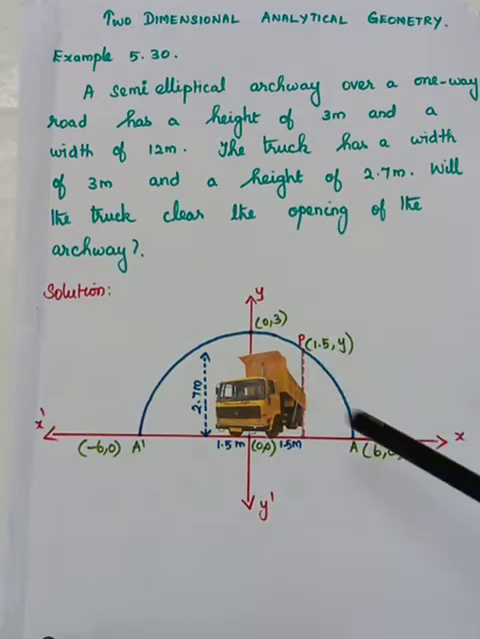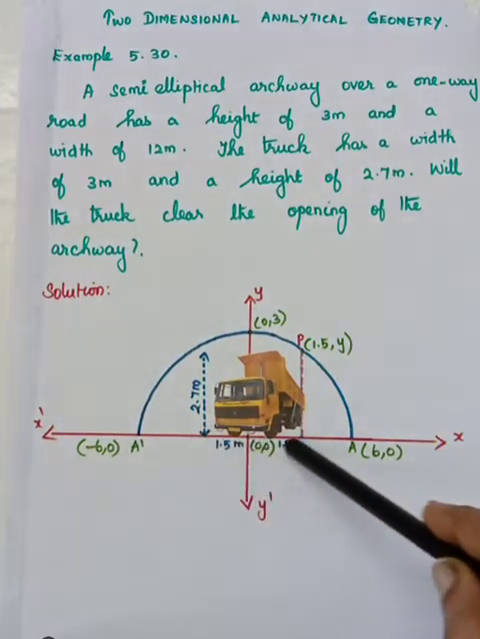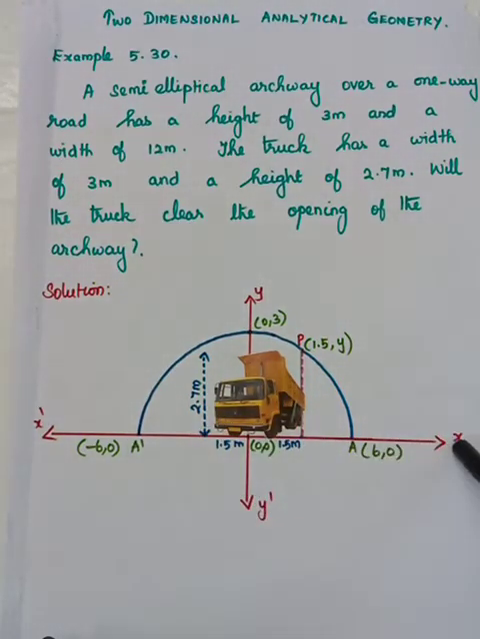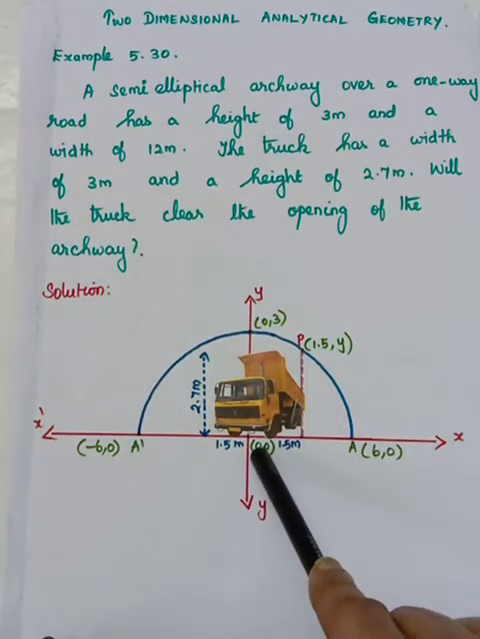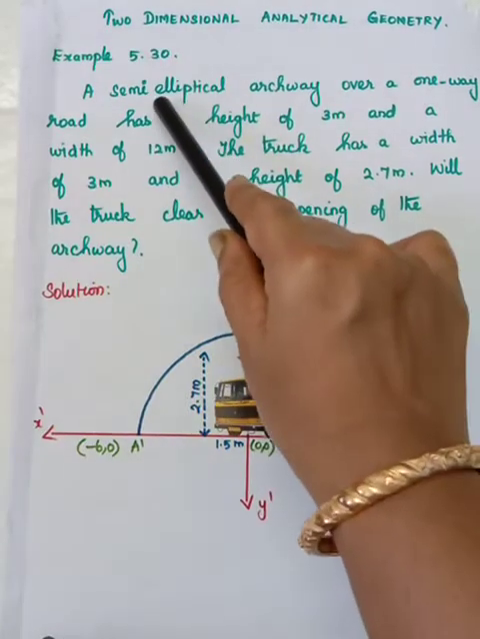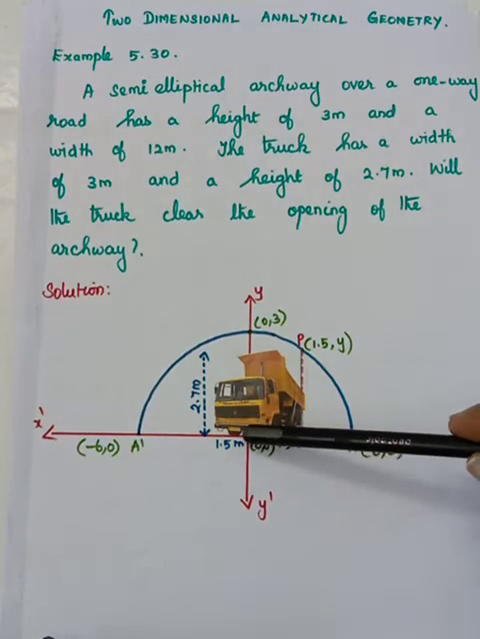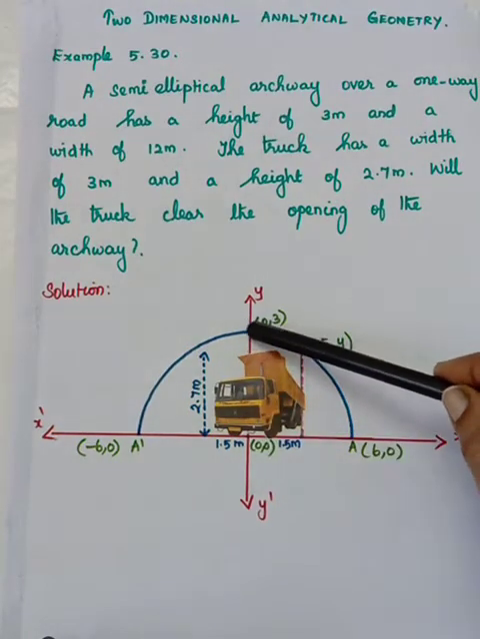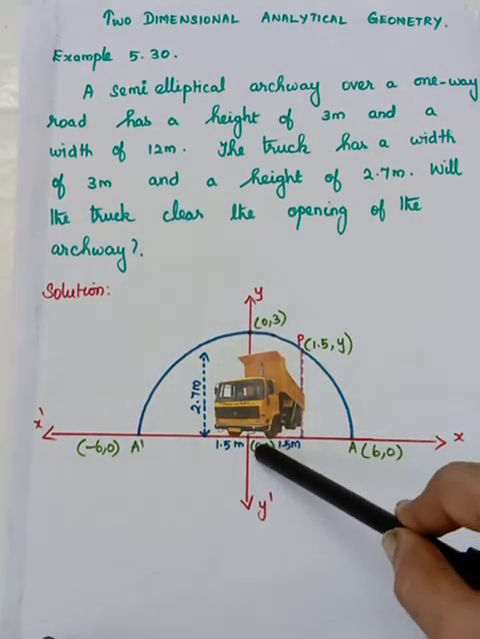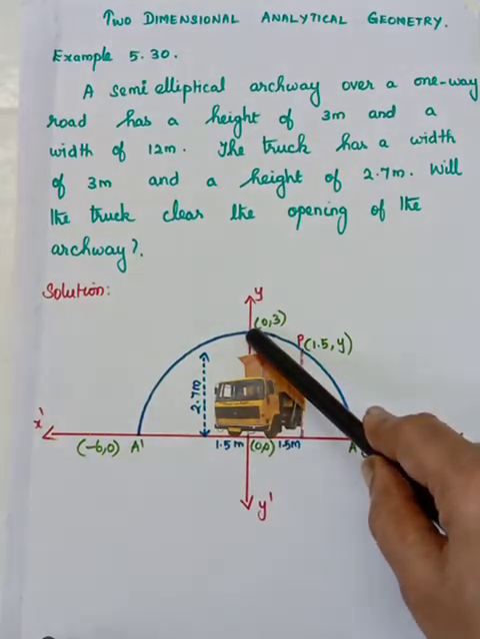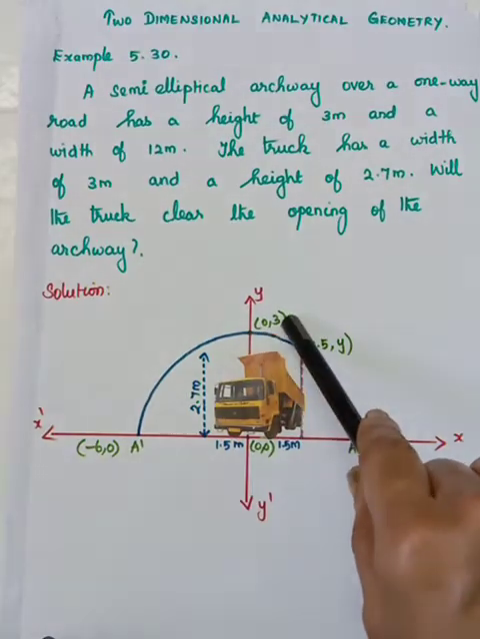According to the ellipse property, this A A dash is called the major axis. It is along the x-axis. So the midpoint of A A dash is nothing but the center, that is 0, 0. Here what is given? Semi-elliptical archway has a height of 3 meter. So from the center, the highest point on the archway is 3 meter. So therefore, the highest point on the archway is 0, 3.